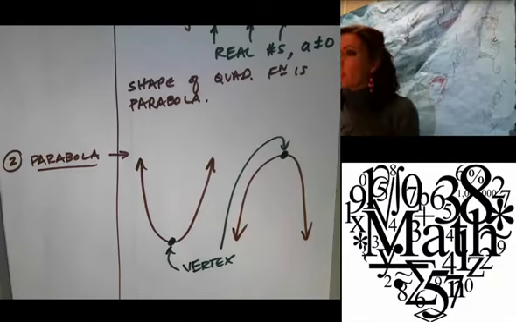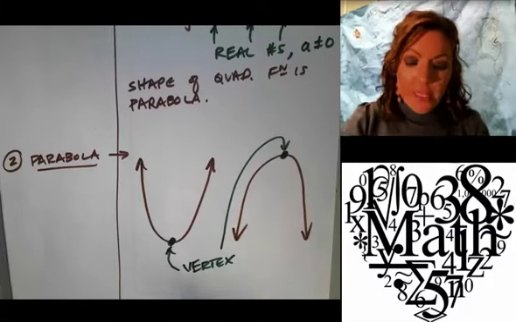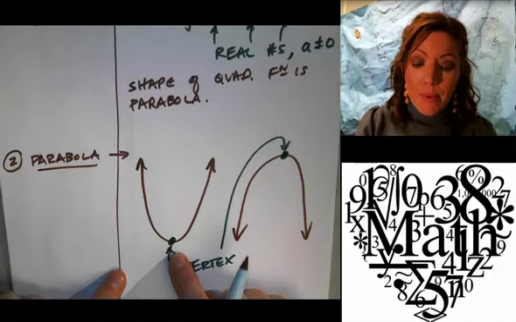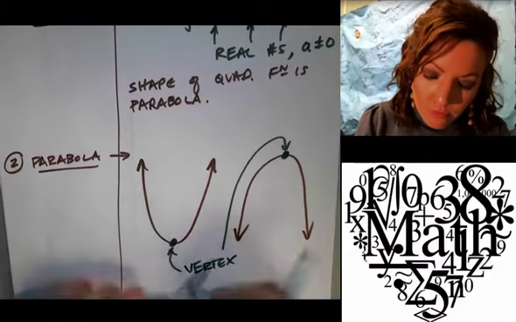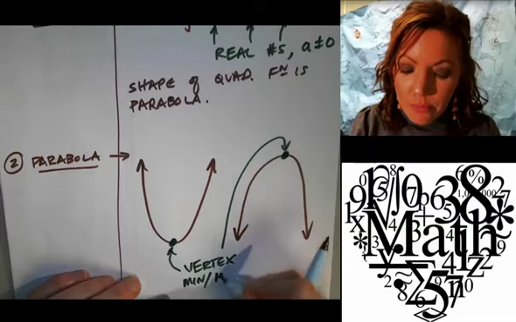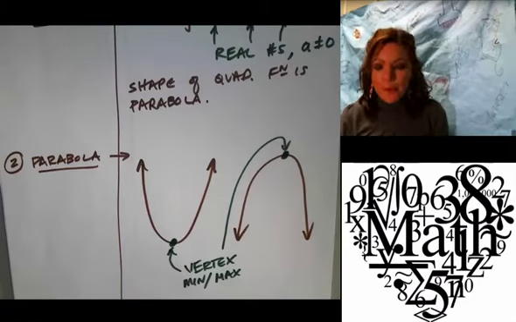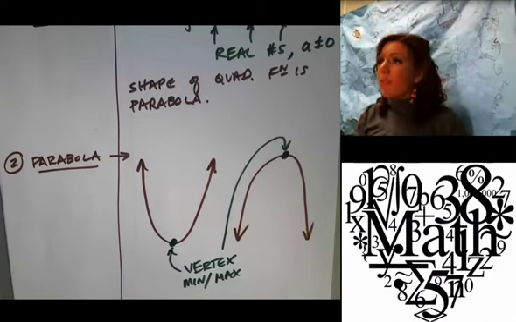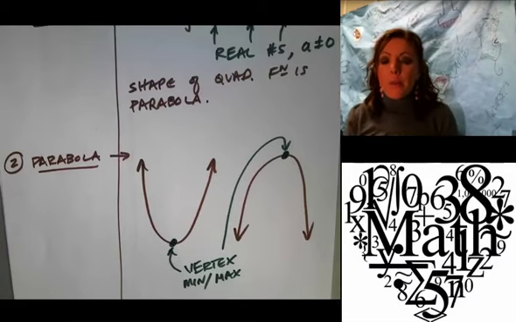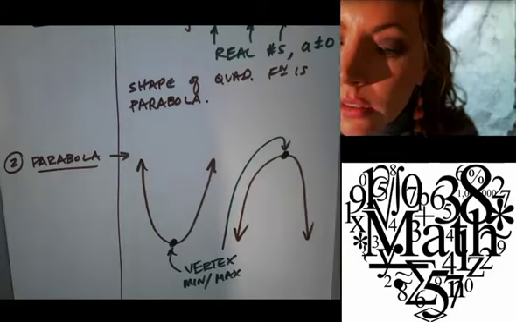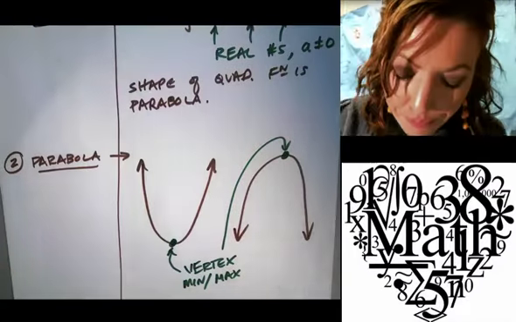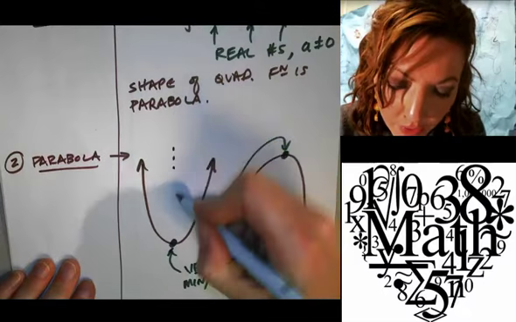Would you all agree that in this first one, that is the lowest point of the graph, or the minimum? And in this one, it's the very highest point of the graph, or the maximum. So anytime you are asked to find the minimum or maximum, you're asked to find the vertex. They might just say find the maximum or the minimum, but based on what we see here, that's the vertex.